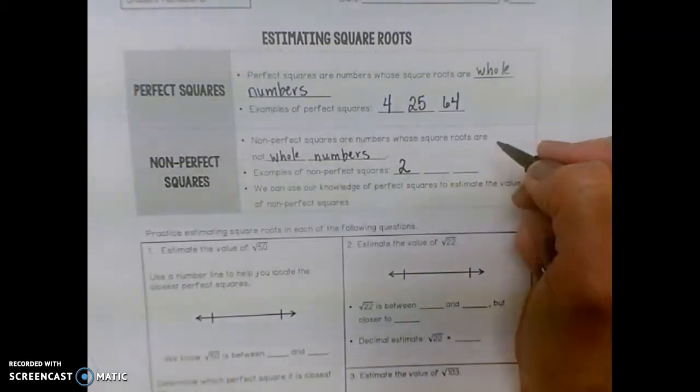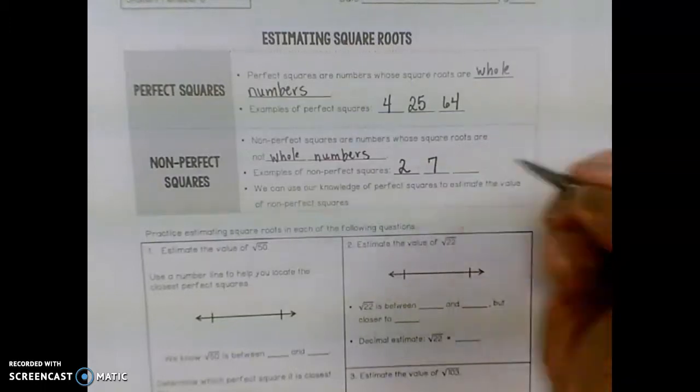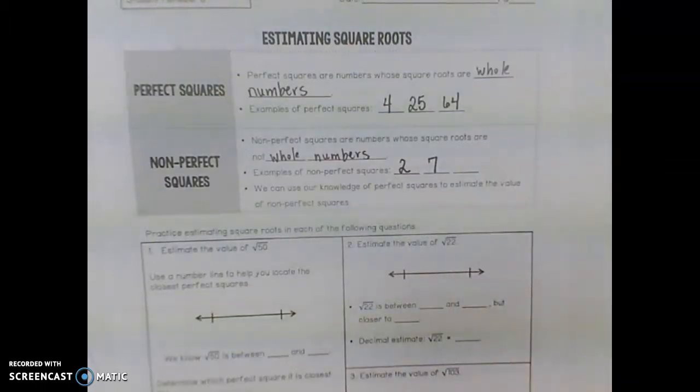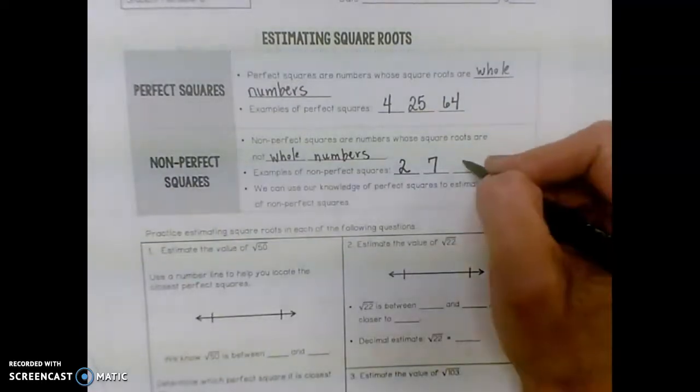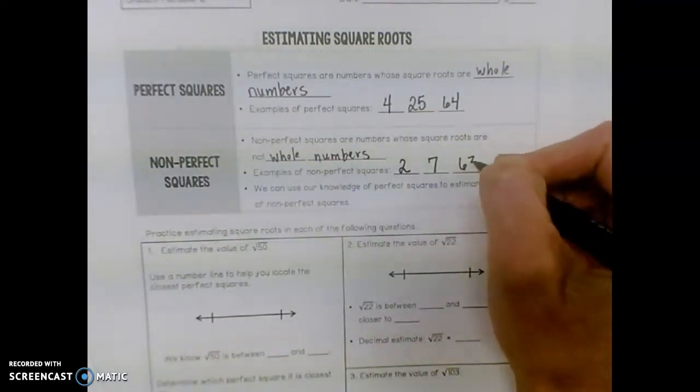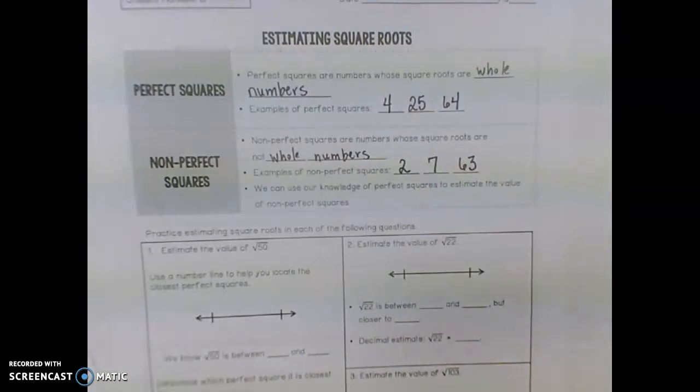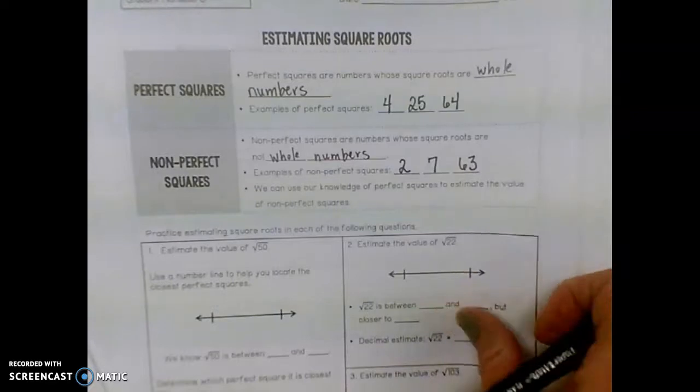The number 7. 7 is a non-perfect square because you can't multiply the same whole number by itself to get 7. How about 63? 63 is a non-perfect square because no whole number can be multiplied by itself to get 63. We can use our knowledge of perfect squares to estimate the value of non-perfect squares. Today we'll practice estimating square roots in each of the following questions.